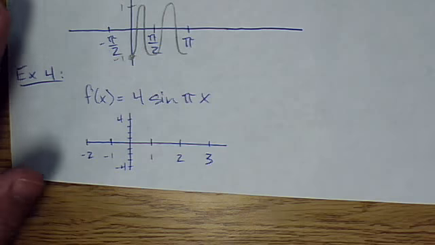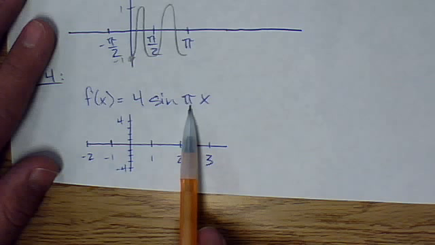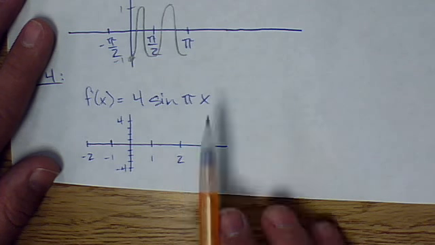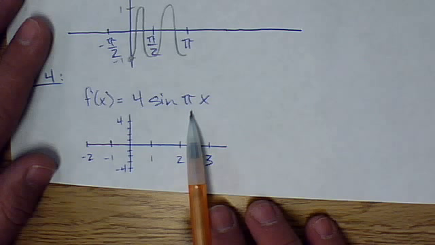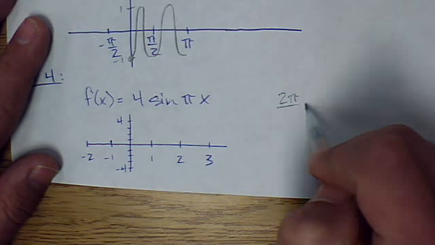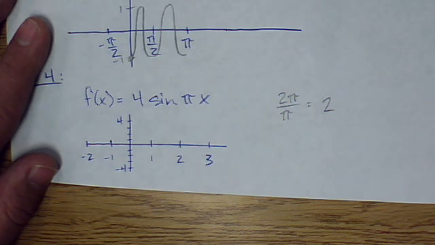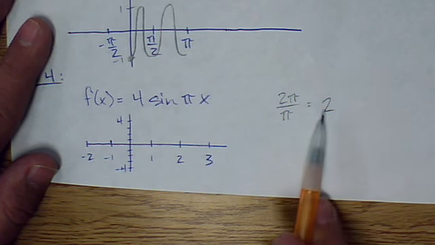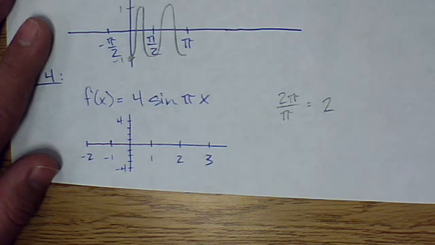And the last one, this one's kind of different because notice my b. Pi is my b, so it's greater than 1. 3.14 is greater than 1, so this should be a horizontal shrink. So if I take 2 pi and put that over pi, then my period is 2, so I'm going to complete a cycle in 2 units.